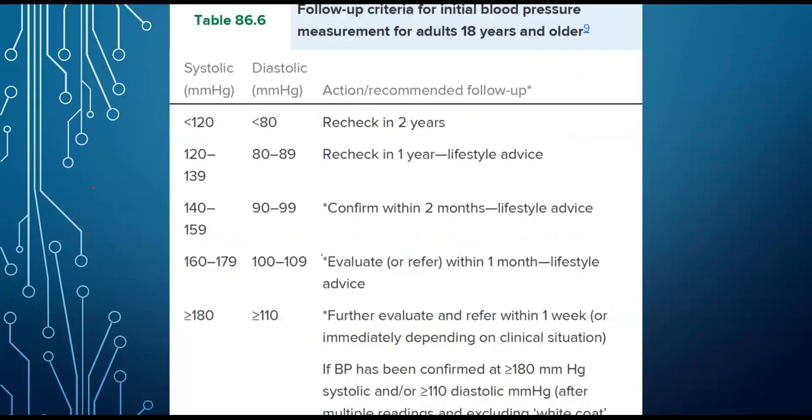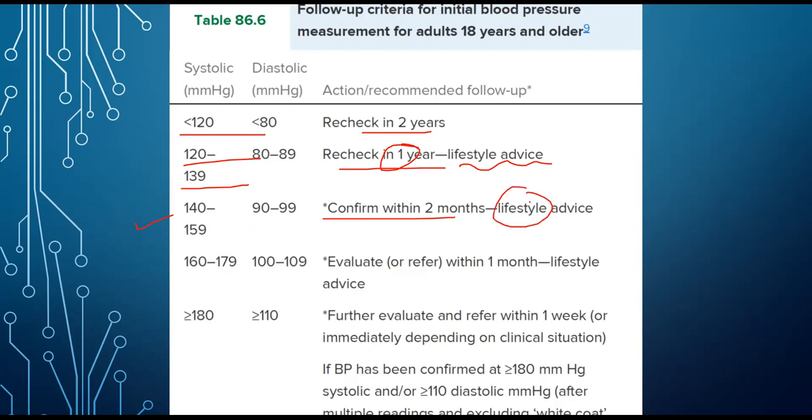Now, this is the follow-up criteria for hypertension, important for your exam. So let's say it's less than 120 by 80. You just follow up every 2 years. If it is within the high normal range, then recheck in a year's time with lifestyle advice. If it's grade 1 hypertension, confirm within 2 months and advise lifestyle modification. Grade 2, it's better to evaluate the patient within a month and start with lifestyle advice.